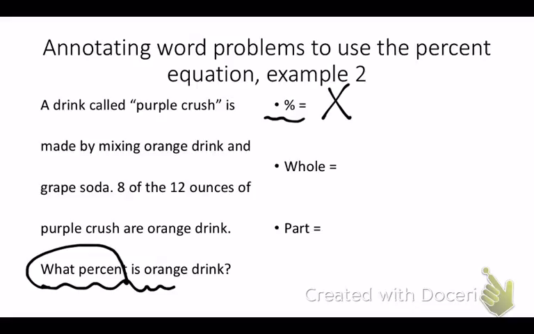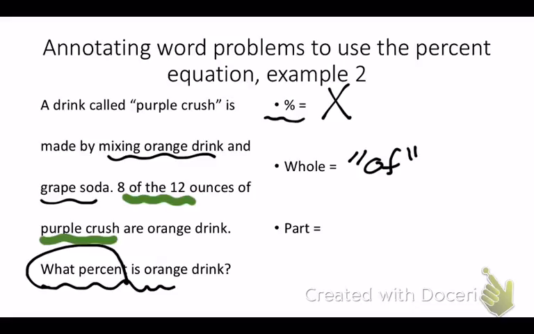So now I need to figure out my whole number. And remember that most of the time I'm looking for the word of. So Purple Crush is made by mixing orange drink and grape soda. 8 of the 12 ounces of Purple Crush. Okay, so the Purple Crush is the combination of both juices together. So of, that means it's going to be 12 because that comes after the word of.